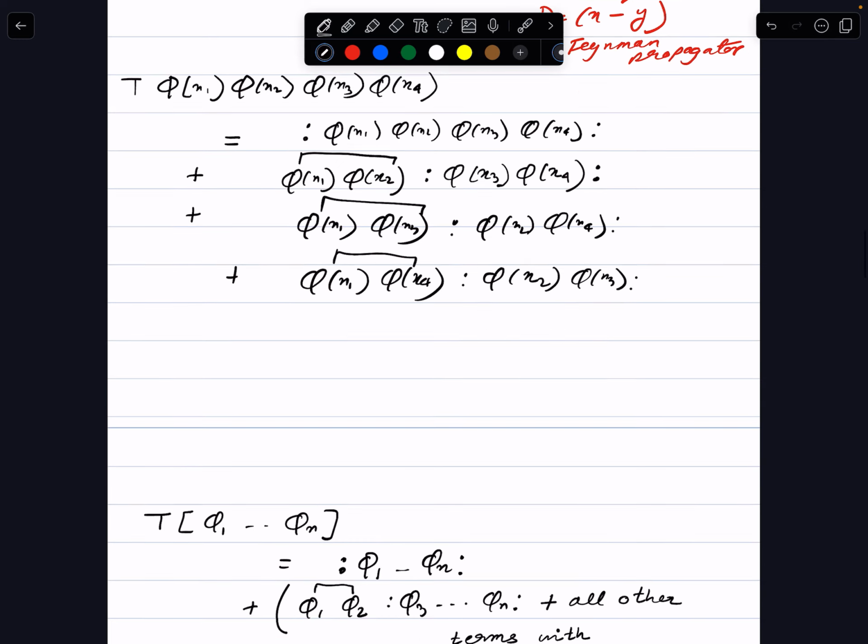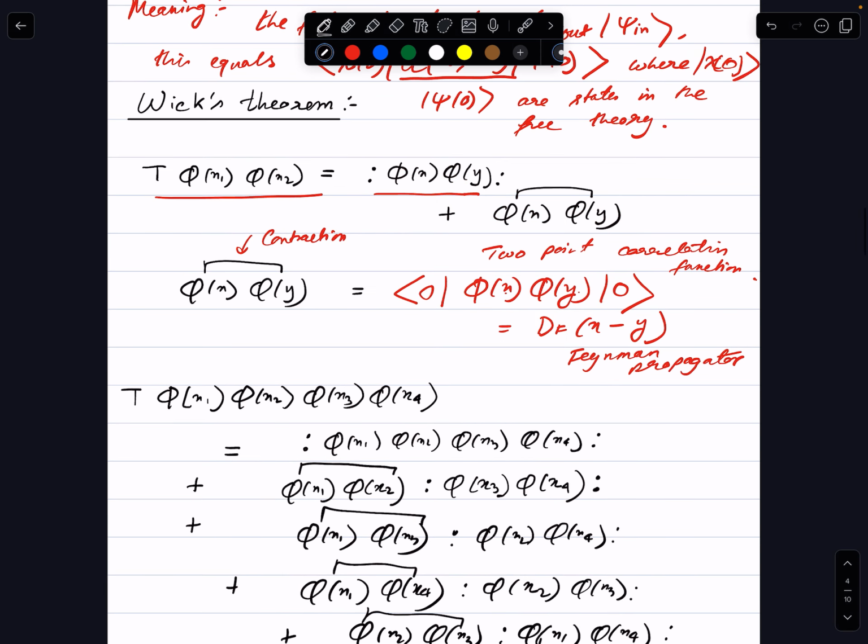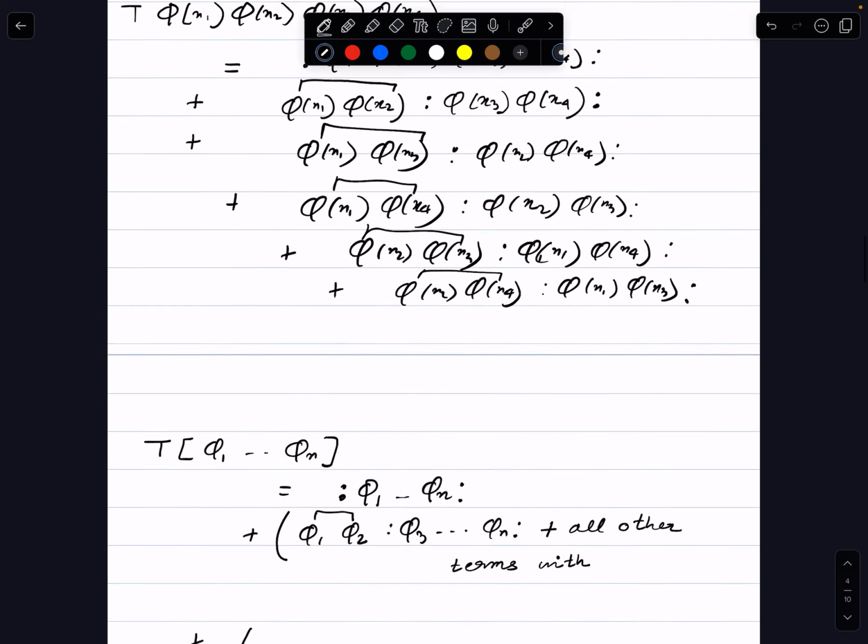Anything else? I could have phi x2, x3 contracted, and I would have normal ordering of phi x1, phi x4, and I could have x2, x4 contracted, and I would have normal order of phi x1, x3, and all of these are just these guys for various things.